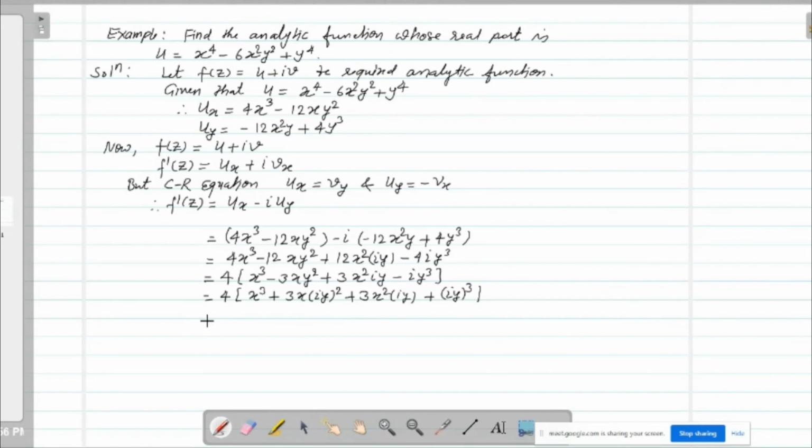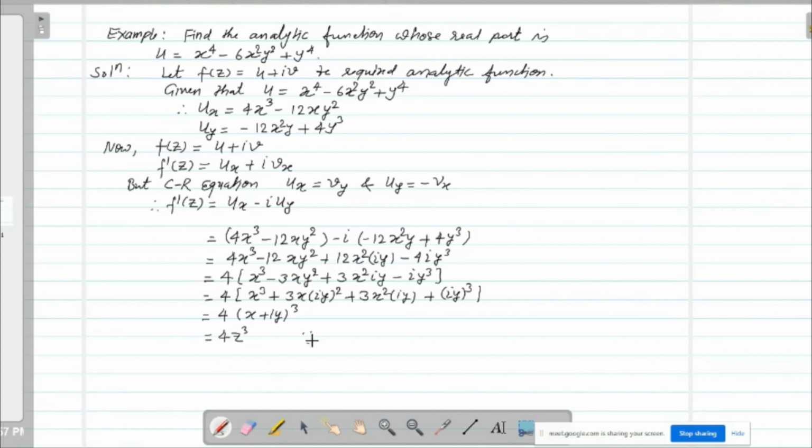Now, so this becomes what? 4 times (x + iy)^3. But we know that x + iy is what? z. So this becomes 4z^3.